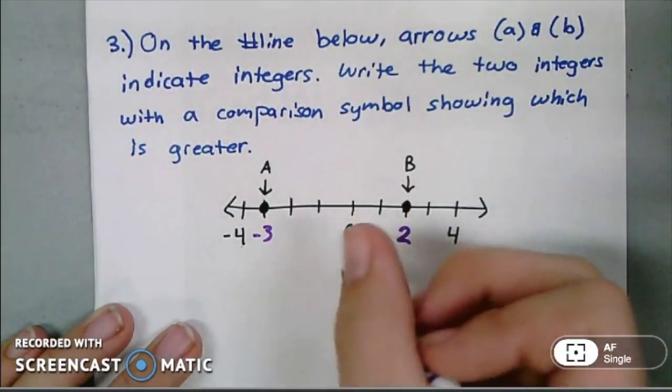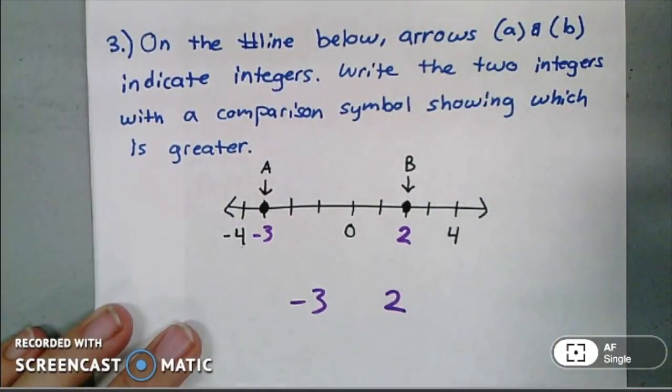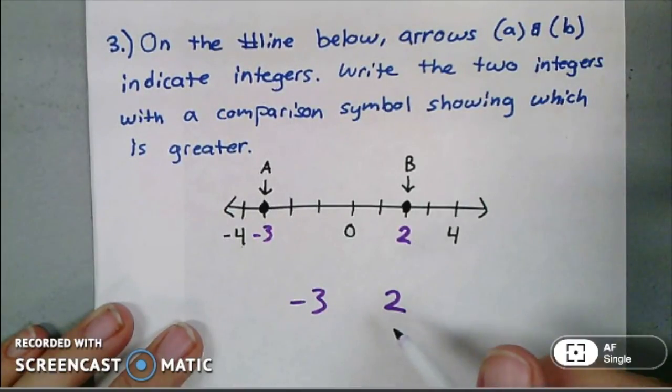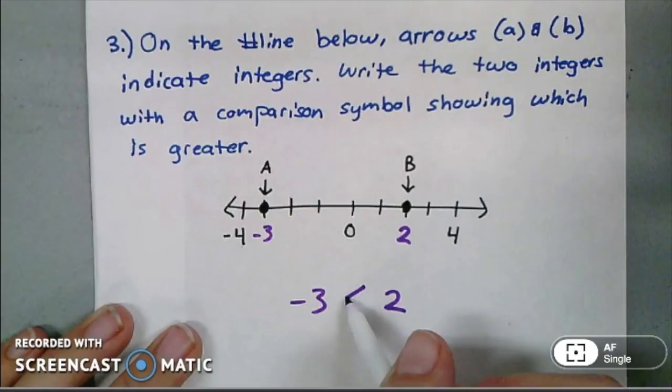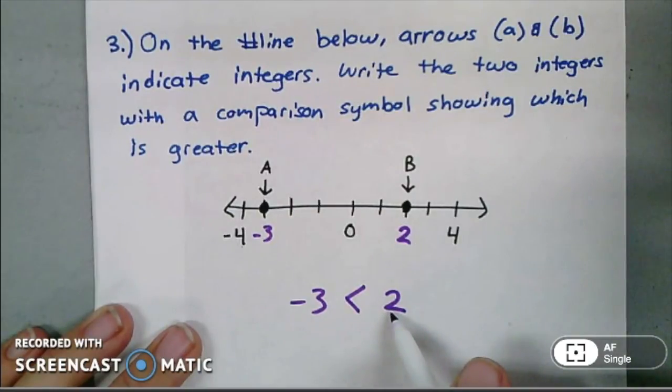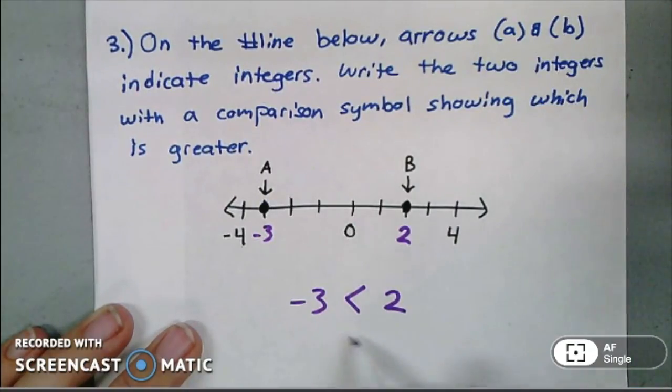Now they want me to draw them with a comparison symbol. So I have -3 and I have 2. Which one is bigger? Good, the 2 is bigger. Even though 3 is bigger than 2, -3 is smaller than 2. So I'm going to draw my little open side facing the one that's bigger, and the little point, the smaller side, will face that which is smaller. And so that is how I would write it. And I would read this as negative, this little minus sign means negative, -3 is less than 2.